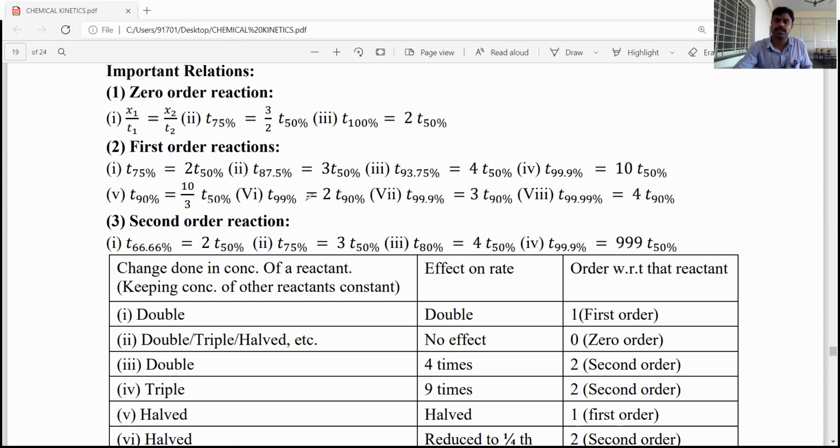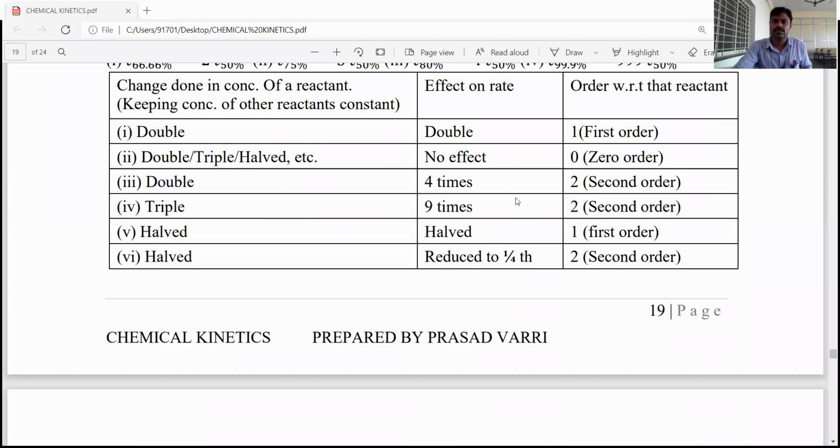Let's see one more important tabular form, which is directly useful for the NEET and JEE examinations, dear students. For example, in a chemical reaction, only one reactant may be present, or more than one reactant may be present. Other reactants' concentrations you have to take as constant, so we are expressing the rate with respect to only one reactant. According to that, what is the order of the reaction and how do we find it? Now I'll explain, dear students.